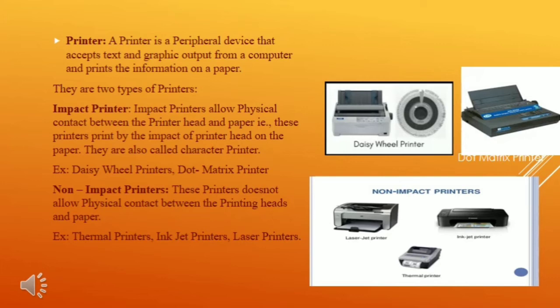Now we'll learn about non-impact printers. Non-impact printers do not allow physical contact between printing heads and paper. They do not strike against the ink ribbon. You can observe dot matrix printer and daisy wheel printer. When we give any print command, the printer head is moving, the ribbon is moving.